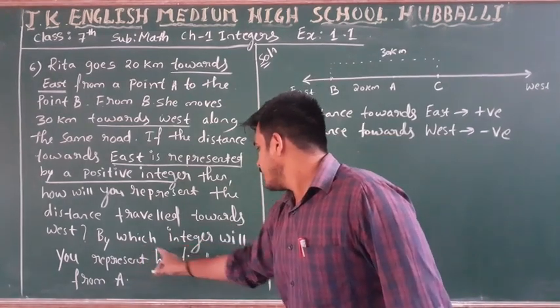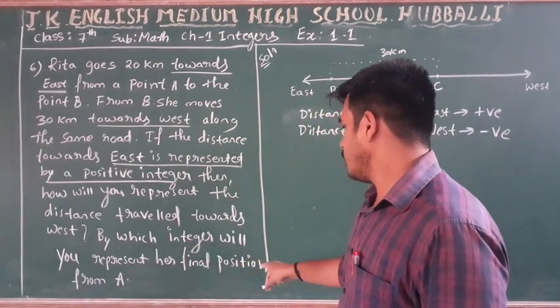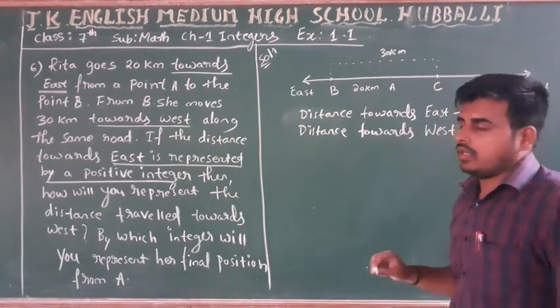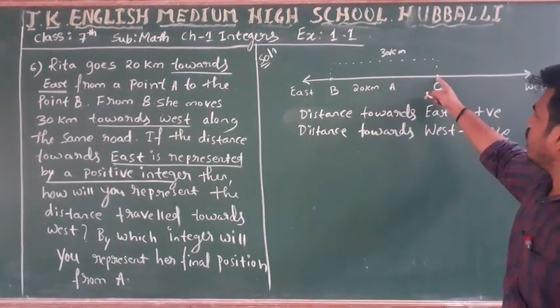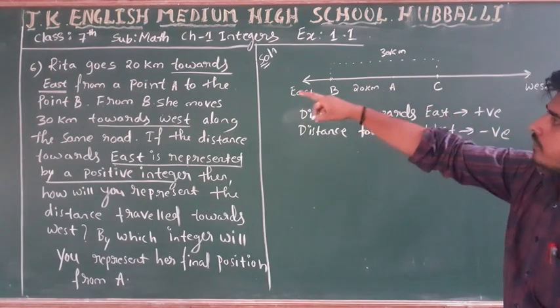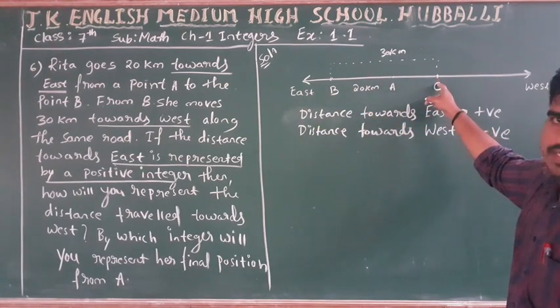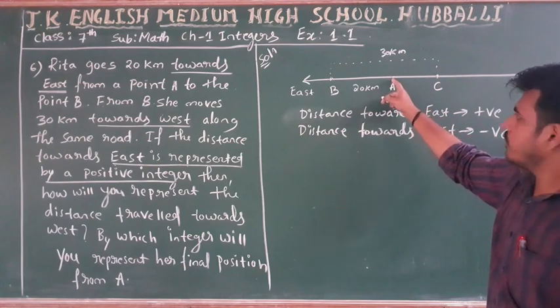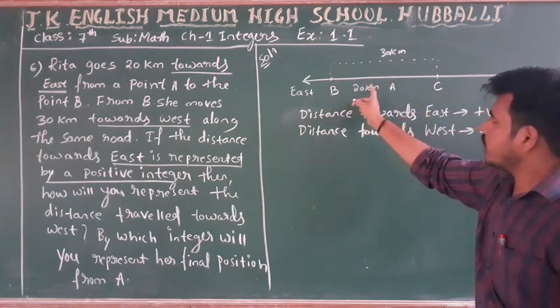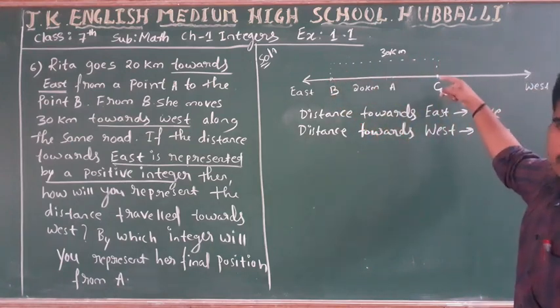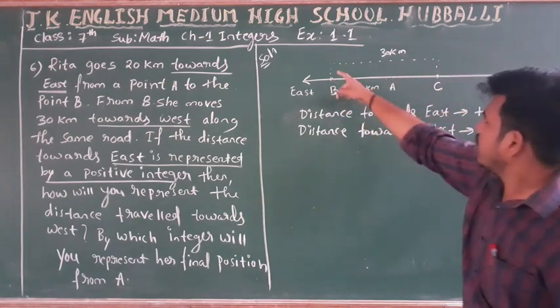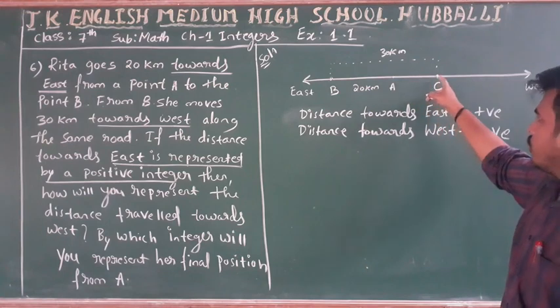By which integer will you represent her final position from A? By which integer are you going to tell her final position? What is Rita's final position? Her final position is C. She started her journey from A to B by covering a 20 km distance. Then from B she moved to C in the west direction by covering 30 kilometers. So her final position is C.